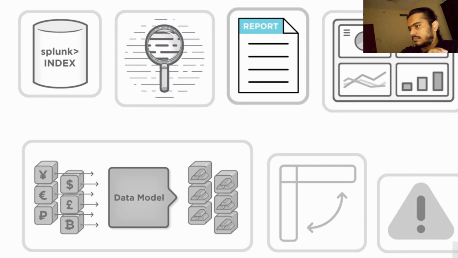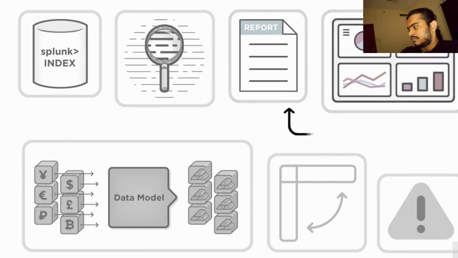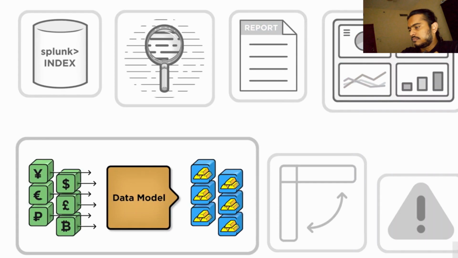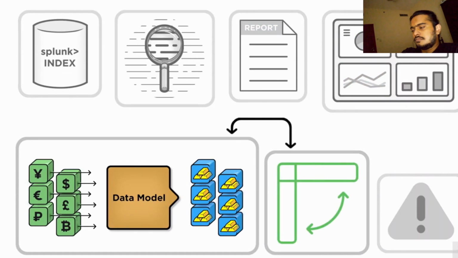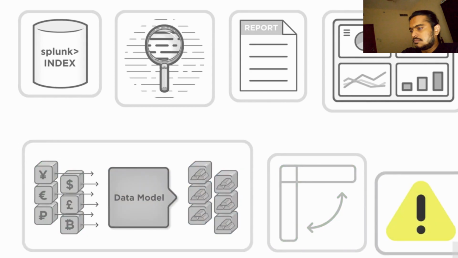Search results can be saved to reports, which can provide continued insights into your data and can be used to power dashboard panels. Knowledge can be organized into structured datasets called data models to allow users to quickly visualize data in Pivot without having to write custom searches. To stay on top of your environment, alerts allow you to set custom triggers, so you're notified and can respond to incidents as soon as they occur.